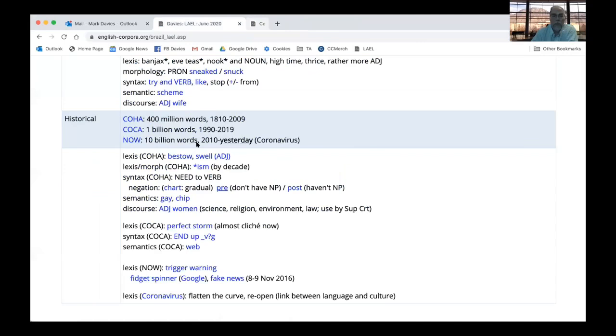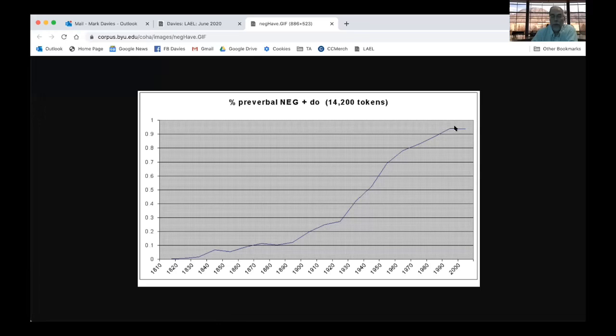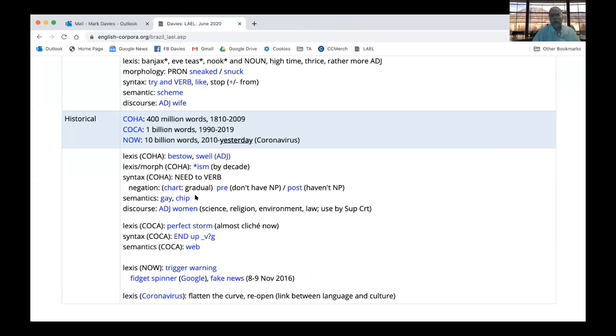And if you take a look at the chart here, the increase in preverbal negation, don't have versus haven't, we see this beautiful S curve. This is the kind of thing that makes historical linguists' hearts go pitter-patter when they see this S curve. The preverbal negation is at lower levels in the 1800s, then in the mid-1900s it really increases, and then it flattens out because it's by far the most common now in American English. So pretty much any syntactic change that you want to look at, COHA can be very, very useful.